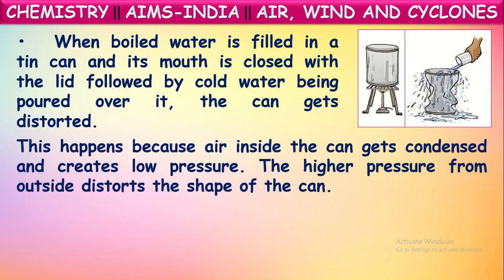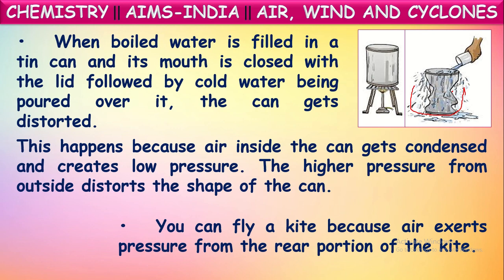This happens because air inside the can gets condensed and creates low pressure. So by pouring cold water on the tin can, the warm gas present inside the tin can gets condensed. As it is condensed, it contracts and creates low pressure inside. Now, the air present outside the can contains high pressure. So it distorts the shape of the can from outside. Okay, the higher pressure from the outside distorts the shape of the can, and hence the can seems to shrink. Okay, this is because of air pressure from outside.